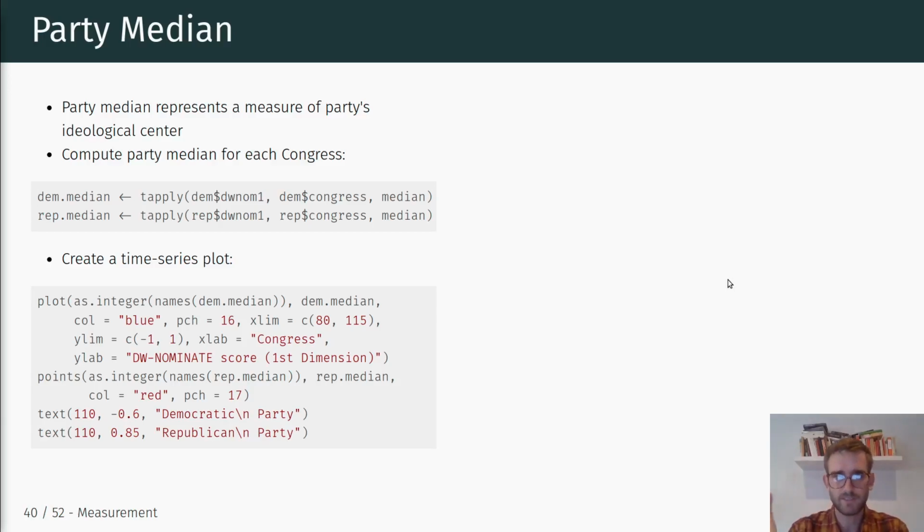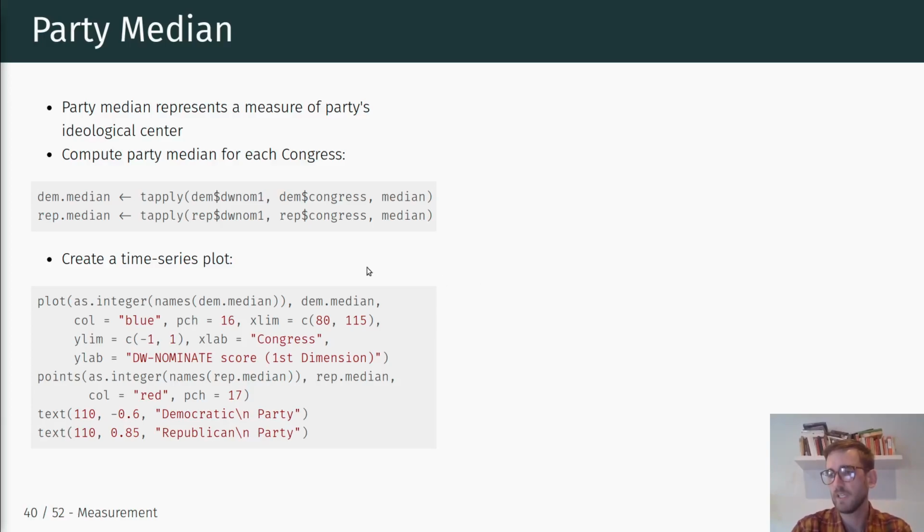Ultimately, what is often decisive in these voting models is the party median. The median represents the measure of the party's ideological center, so that means 50% of the congressmen are more liberal and 50% are more conservative. In these spatial voting models, that's a very key characteristic, where this median lies. So one thing we want to do is look at how far away the median congressmen are from each other, and that gives us a way to quantify the degree of polarization between both parties, right?